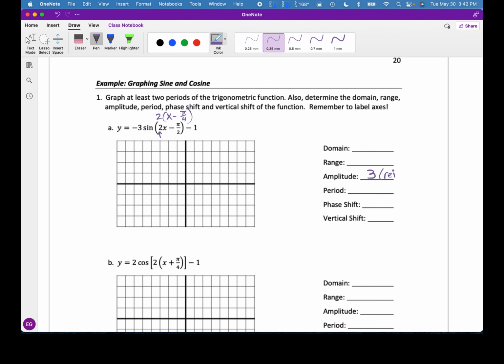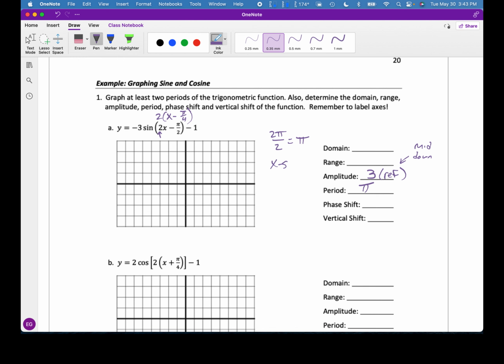That negative says we're going to be reflected. So it's a sine graph. So that means that we're going to start in the middle and we're going to go down, right? So we're going to start in mid and then go down. The period, so that's always 2 pi divided by that b value. Our b value is 2 this time. That's going to give us pi.